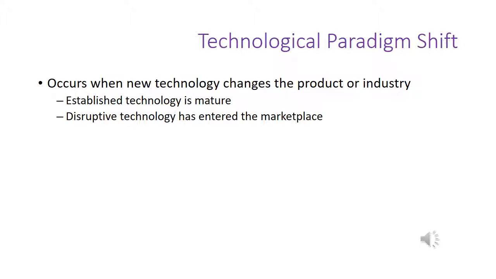Technological paradigm shifts are shifts in technologies that revolutionize the structure of the industry, dramatically alter the nature of competition, and require companies to adopt new strategies in order to survive. They are much more likely to occur in an industry when the established technology is mature and approaching or at its natural limit, and/or a new disruptive technology has entered the marketplace.